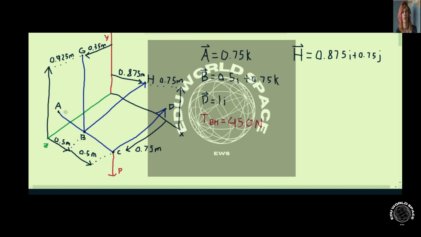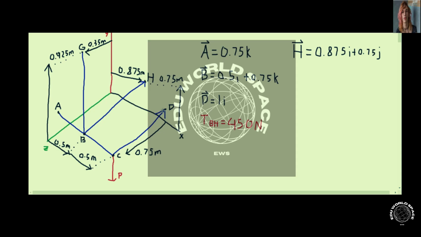We're asked to find the moment about this AD rod, given that the tension of the BH cable is 450 newtons. And I went ahead and found the position vectors of the different positions on the figure.